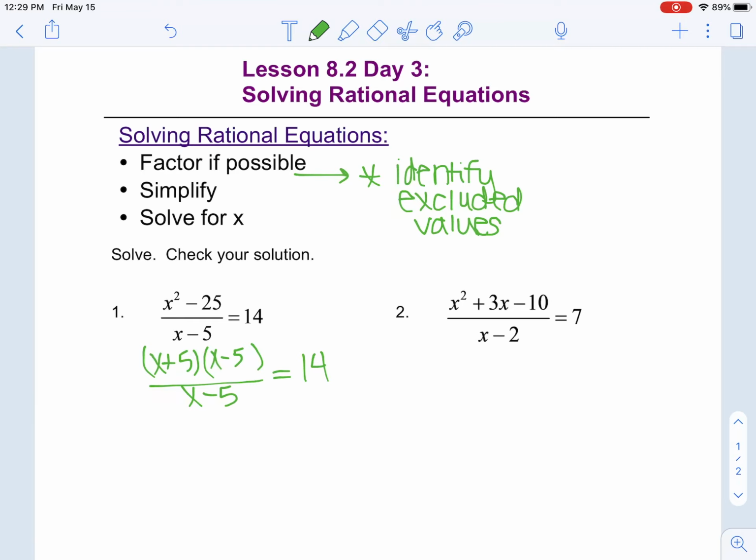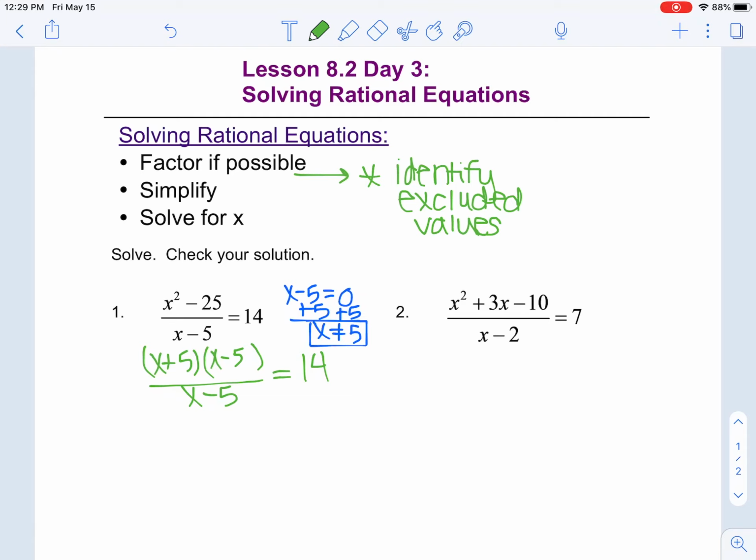Okay, now before I simplify, I'm going to identify any excluded values. So I'm just going to set my denominator equal to 0, which is x minus 5. I would add 5 to both sides. And that tells me that x cannot equal positive 5.